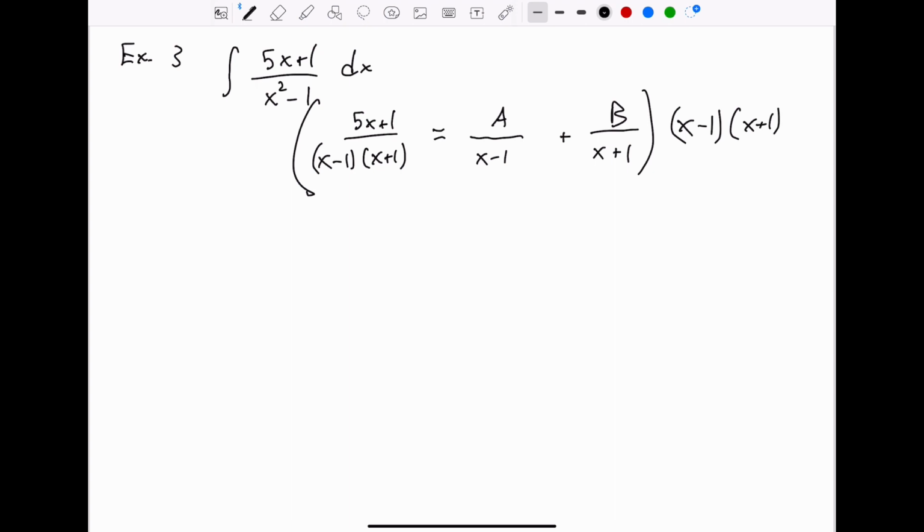When I do that, I have cancellation on the left, and I'm just left with 5x plus 1. On the other side, I need to distribute to both of these terms. When I distribute to the a, the x minus 1 factors cancel, and I will have a times x plus 1. When I distribute to the b fraction, the x plus 1 factors cancel, and I will have b times x minus 1.